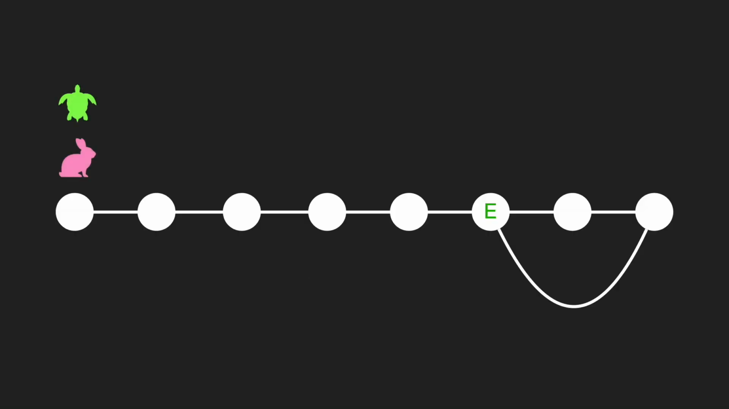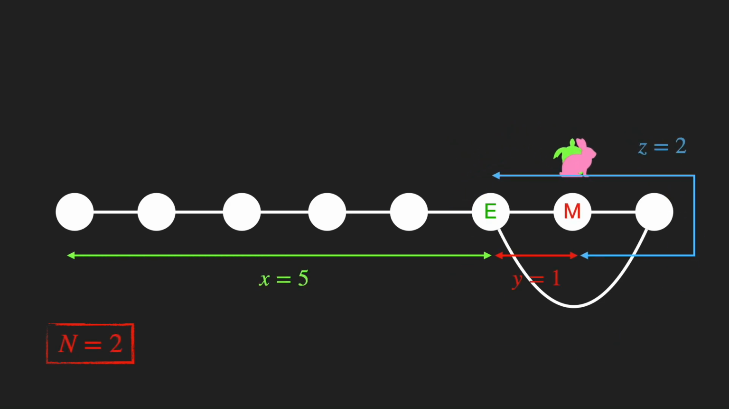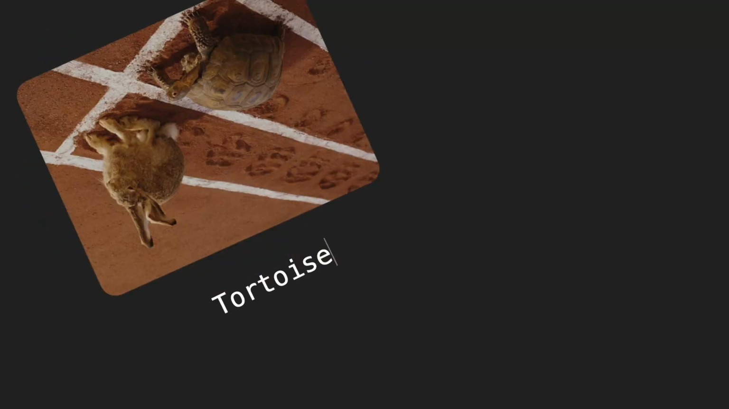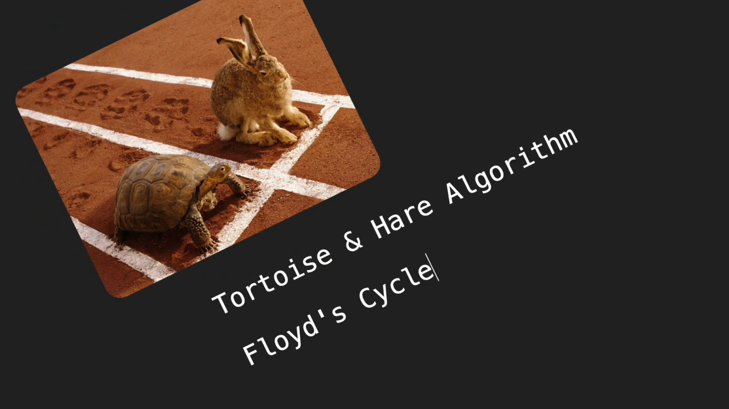Okay, both pointers start at the head node, and off they go. The fast one is traveling at twice the speed, twice the distance. It goes around the loop, waiting for the slow pointer to catch up. And there we go, they meet. Okay, now we can sub in our values of x, y, z, and n. And there you go, we see that the equation stands. Right, we have now basically derived the Tortoise and Hare algorithm, otherwise known as Floyd's cycle finding algorithm.